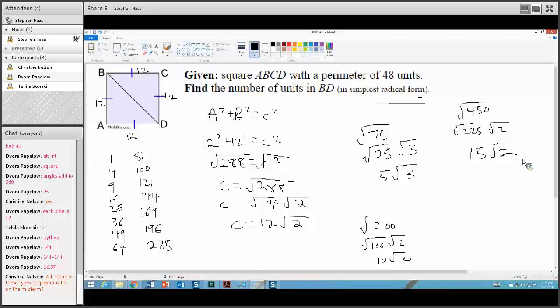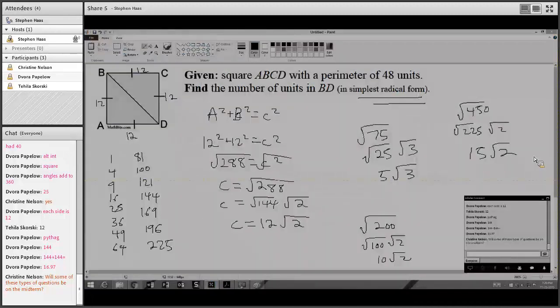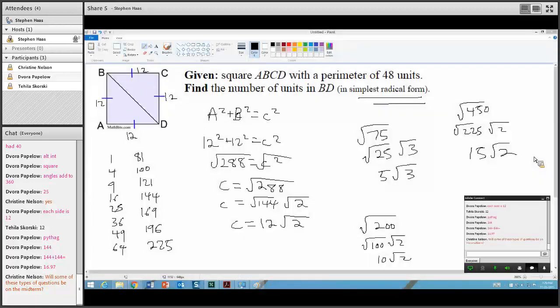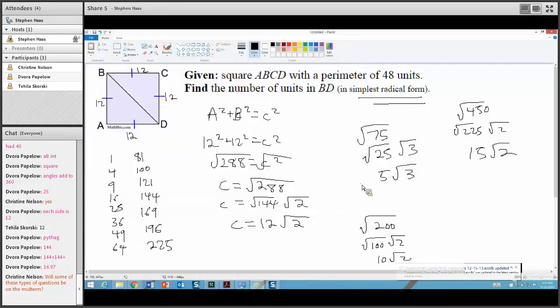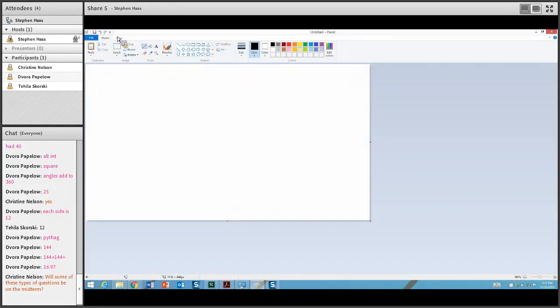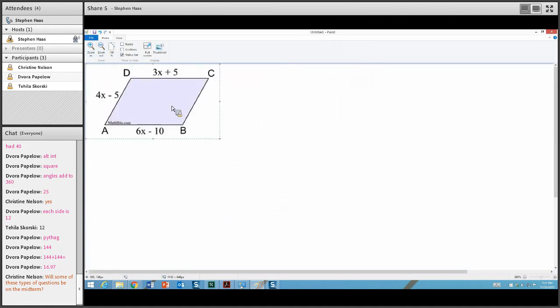Okay. Let's take a look at another one over here. All right, this problem asks you to get side AD. They want you to figure out what side AD is.